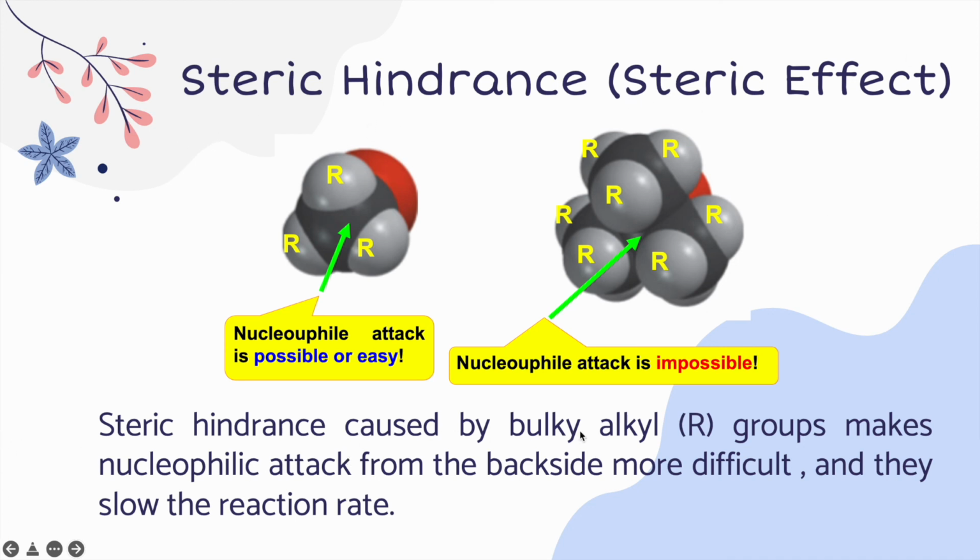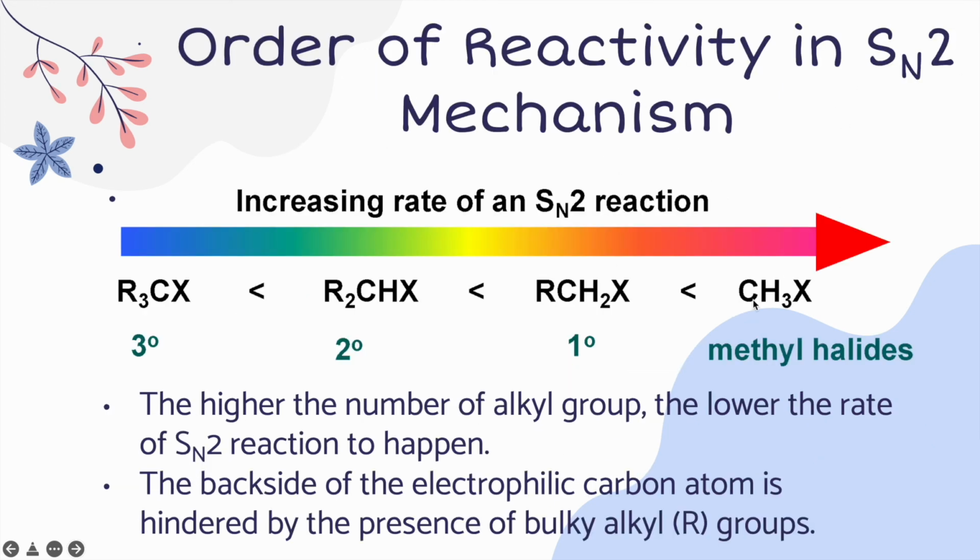Steric hindrance caused by bulky R groups makes nucleophilic attack from the backside more difficult and slows the reaction rate. So nucleophilic attack is possible or easy if there is only one R group. But if it's bulky, nucleophilic attack from the backside is impossible. So that's why the SN2 mechanism favors methyl halides and primary.